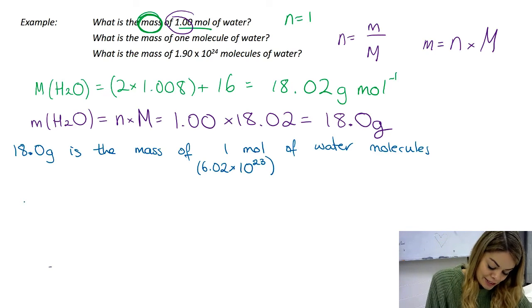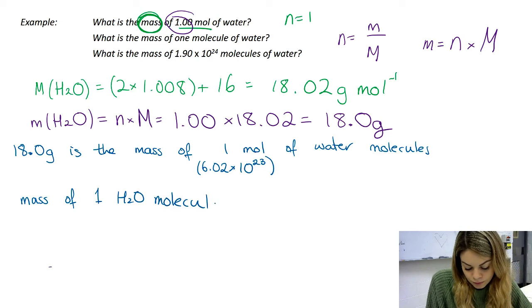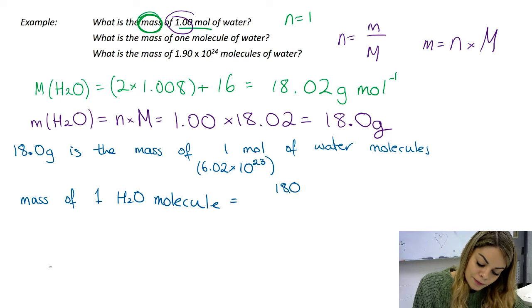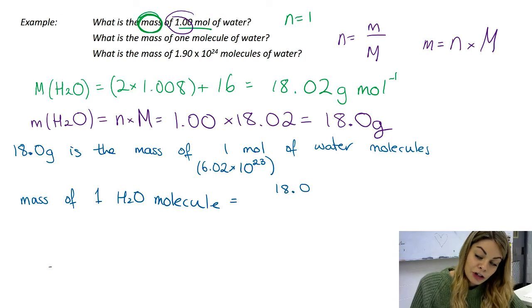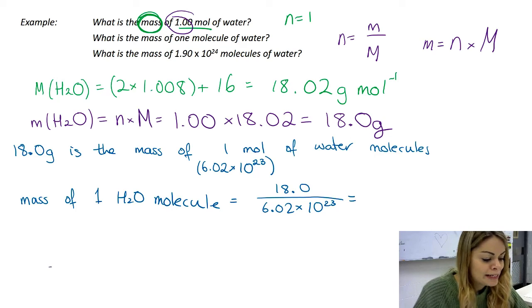So the mass of 1 water molecule is 18 grams. That's the mass of 6.02 times 10 to the 23 of them, divided by how many of them there are. Now I'm going to get a tiny, tiny number.